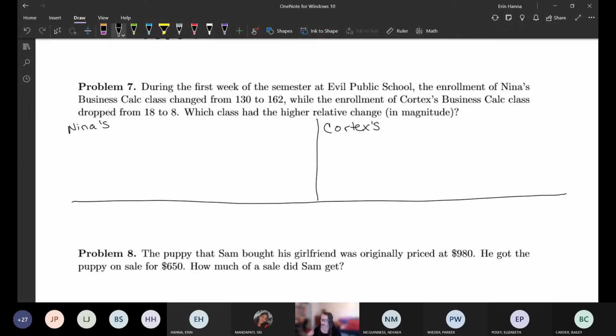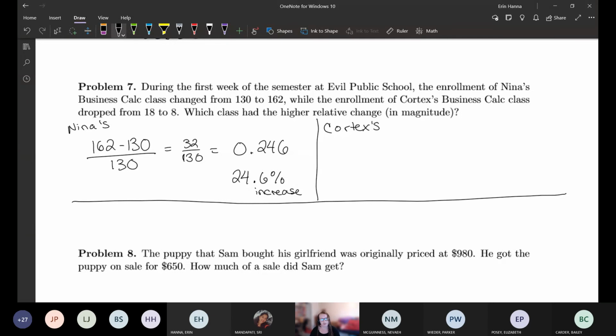So Nina's started at 130 and ended at 162. So if we do our end minus begin, it'll be 162 minus 130 over 130. So that'll give us 32 over 130, which reduces to 0.246. We won't need it, but just to really knock that home, that'll be 24.6%. Actually, no, I will write them as a percent. And this would be an increase. That part we don't really need, but.